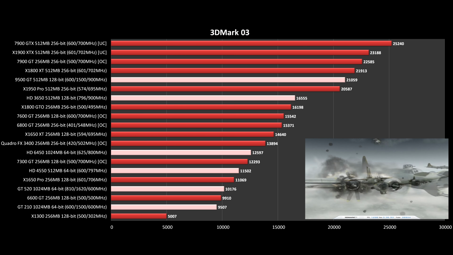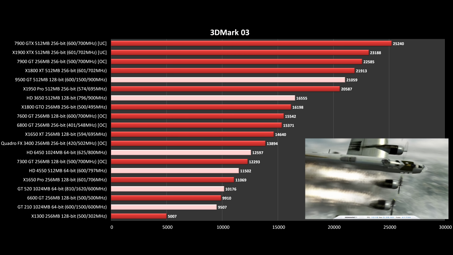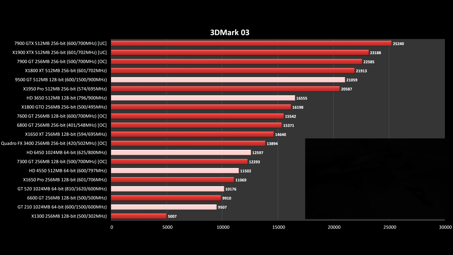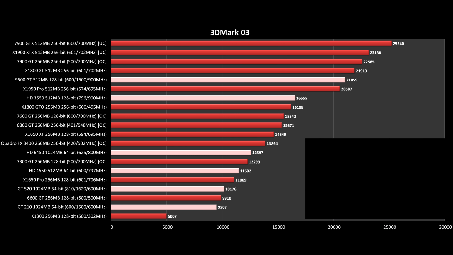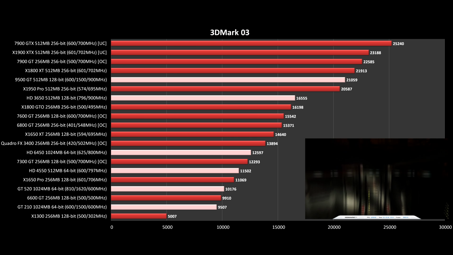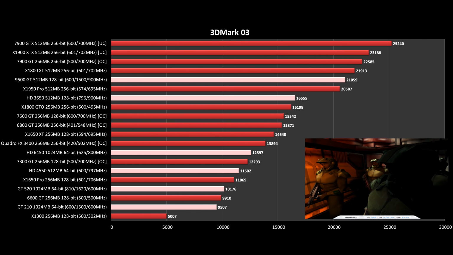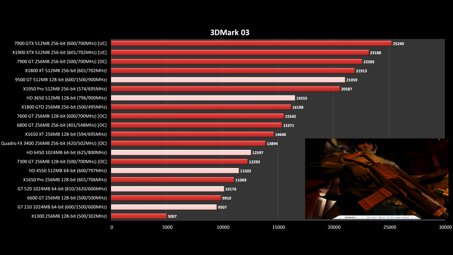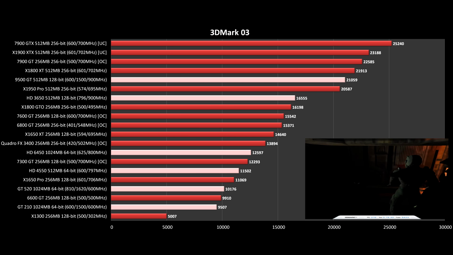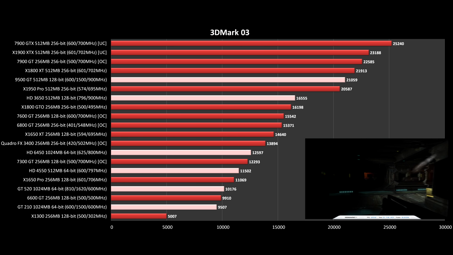7900 GTX is still the fastest card, and X1300 is still the slowest one. Difference between them, however, increased to over 5 times. At the bottom of the chart with Radeon X1300, we can still see GT 210, but instead of a GT 520, it's GeForce 6600 GT that is accompanying it.